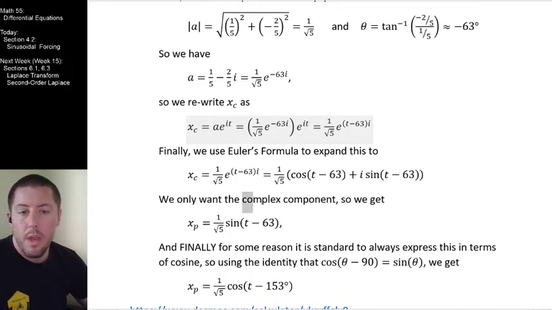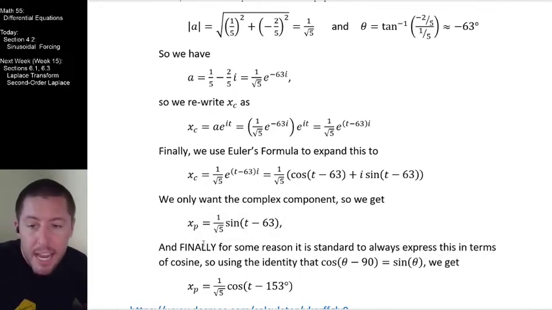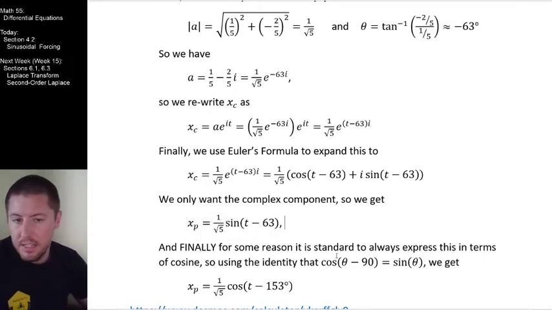And finally, we only wanted the complex component because we were interested in that forcing function being the sine of t, which we associated with the complex component of Euler's formula here. And so therefore, I'm only going to keep the sine, or the complex component of this, which happens to also always be the sine function for the exact same reason, because it also came from Euler's formula. And finally, for some reason, it's standard to always write this as a cosine function.